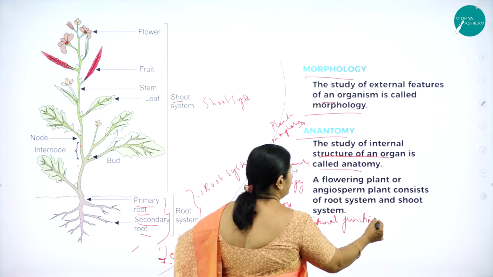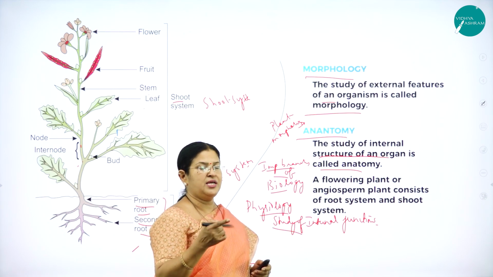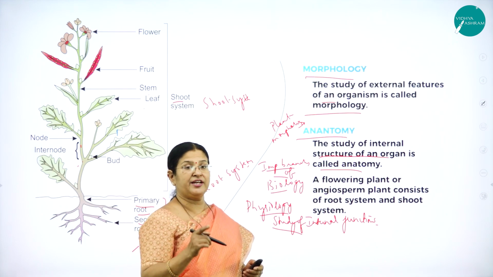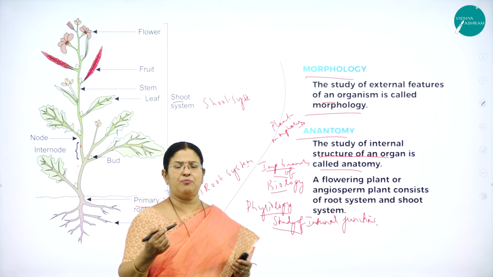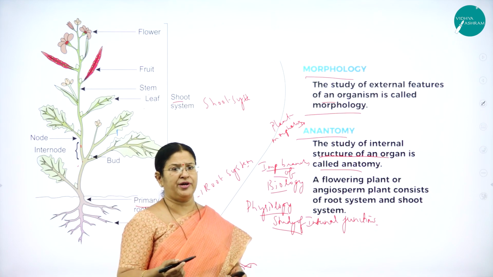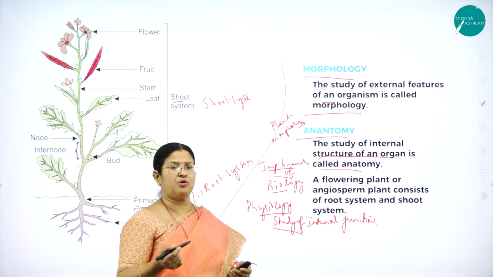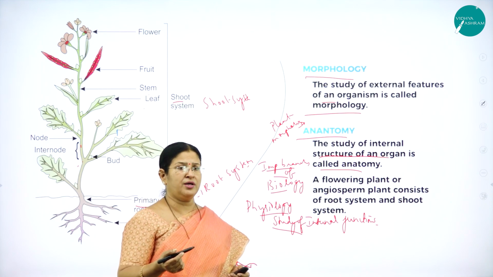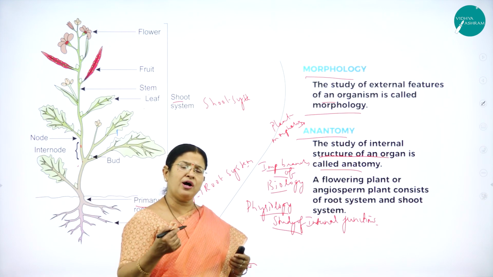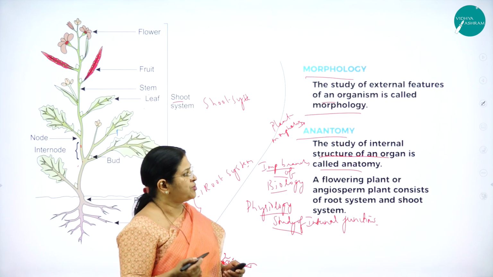Internal functions. So, morphology, study of external structure. Anatomy, study of internal structure. Physiology, study of internal functions. For example, all of us know in our body there are various physiological processes going on inside a plant body or an animal body. In a plant body, for example, photosynthesis and respiration, all those you call what? Physiological processes. In an animal body, digestion, excretion, circulation, all these are called internal functions, or what we otherwise call physiological processes.